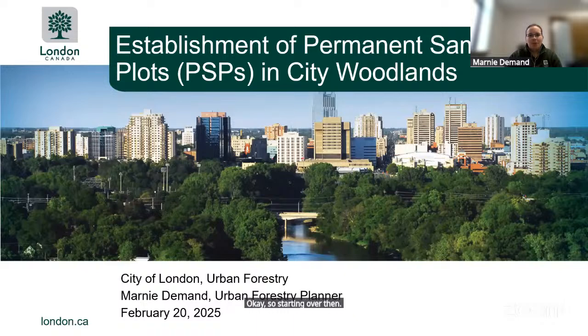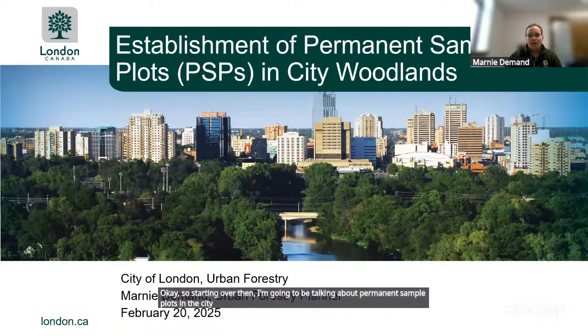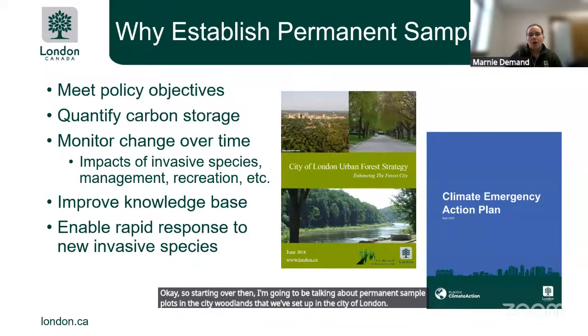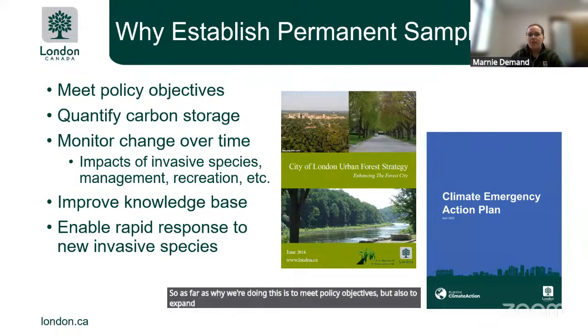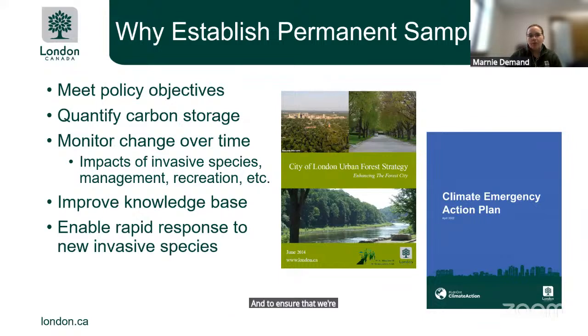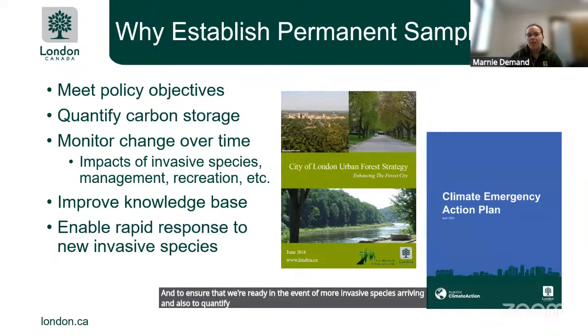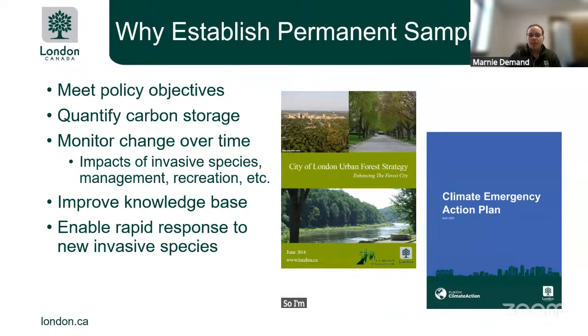I'm going to be talking about permanent sample plots in the city woodlands that we've set up in the City of London. As far as why we're doing this, it's to meet policy objectives, but also to expand our knowledge base and to ensure that we're ready in the event of more invasive species arriving, and also to quantify carbon storage, which will be in compliance with one of our objectives of the Climate Emergency Action Plan. So that ties back into our policy objectives. I'm going to go over why we're doing this, how they've been installed, a few of our results, and then how they might help us in the future.